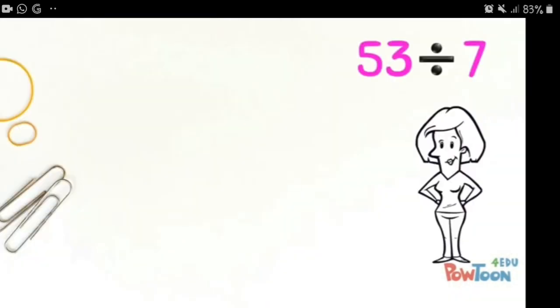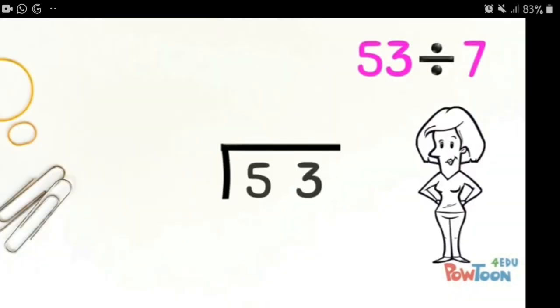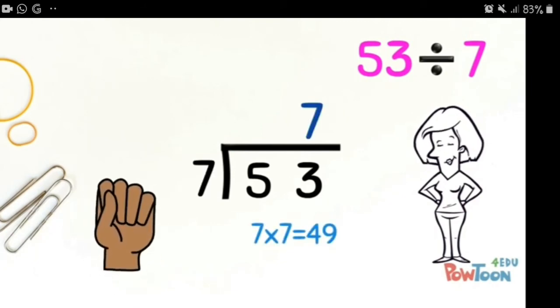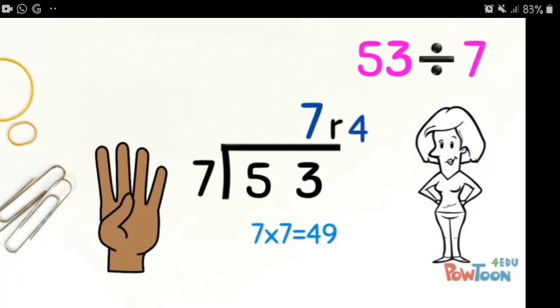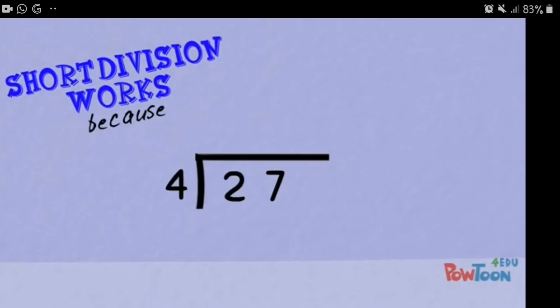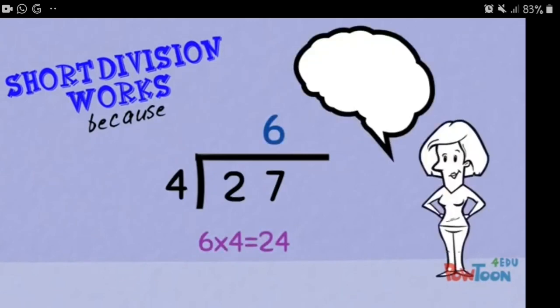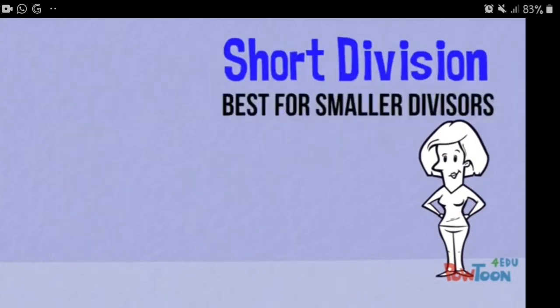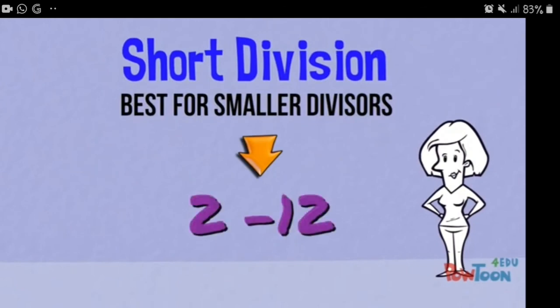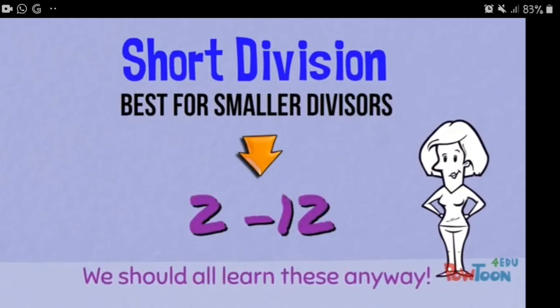And when you're working on division problems, you're going to get remainders. You might find it easy to use your fingers to help you keep count, as I just showed you. Lots of students do. Short division works because we can handle the difference between lower numbers in our heads or using our fingers to help us keep count. That's why it's best for smaller divisors of 2 to 12, whose tables we should all learn anyway.